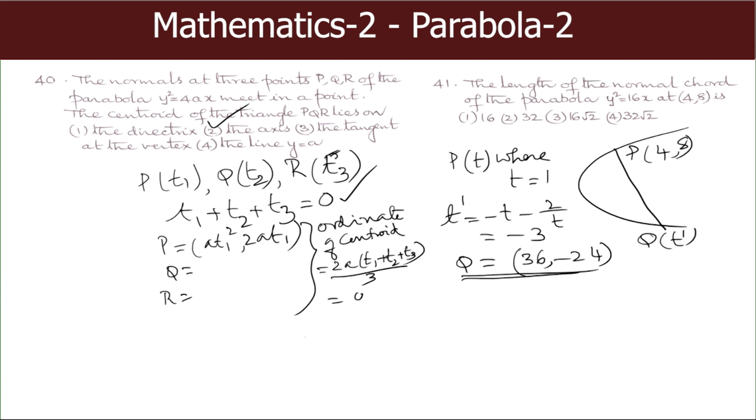He is asking the length PQ. So, PQ square is (36 minus 4) whole square, 32 square, plus (8 plus 24) whole square, 32 square, or 2 into 32 square. So, what is PQ? 32 into root 2. So, that is the last option.